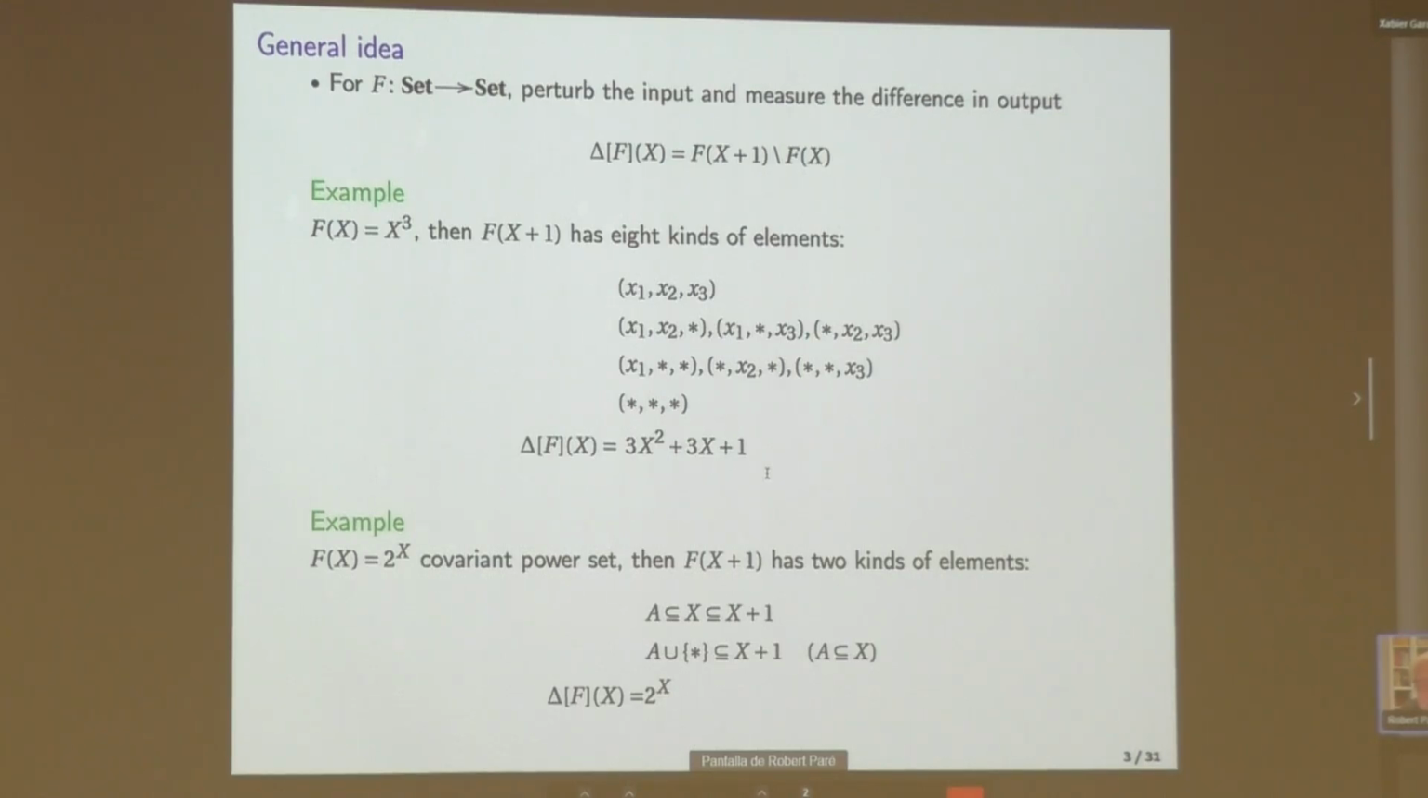Another example is the covariant power set functor. And so if we look at subsets of x plus 1, there are 2 kinds. Either the star belongs to it or it doesn't belong to it. Those that belong to it are in bijection with subsets of x. They're A union the star. And those that belong to x, we remove those, and so what we get then is that delta f of x is 2 to the x again. Another thing that you could easily calculate algebraically, but again, this is a bijective proof.